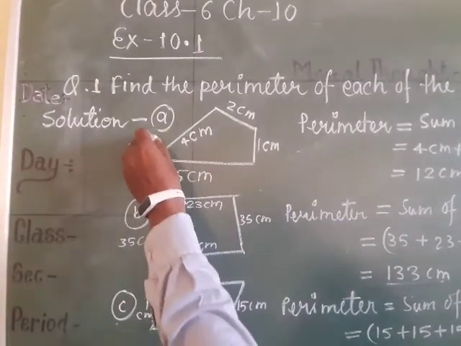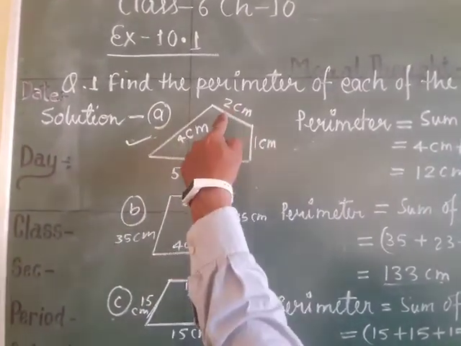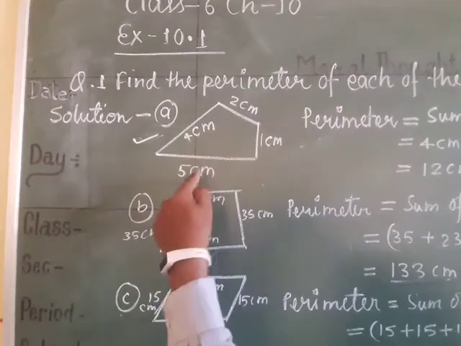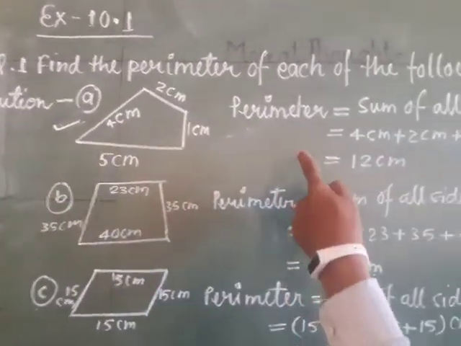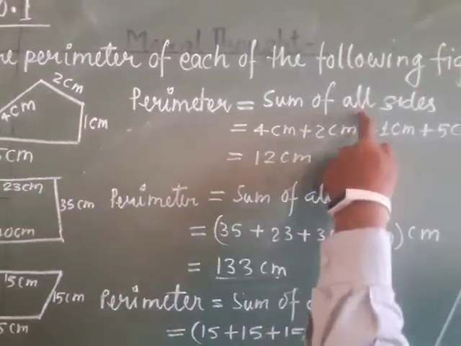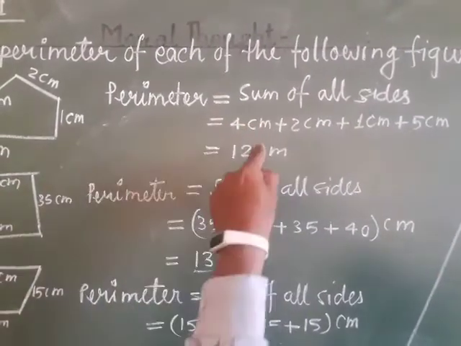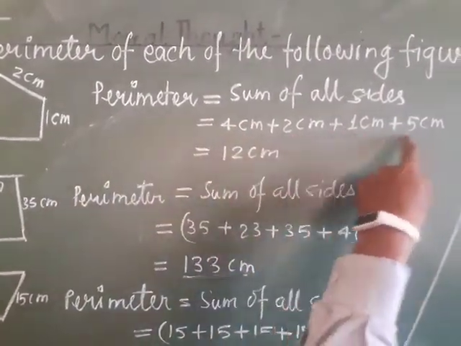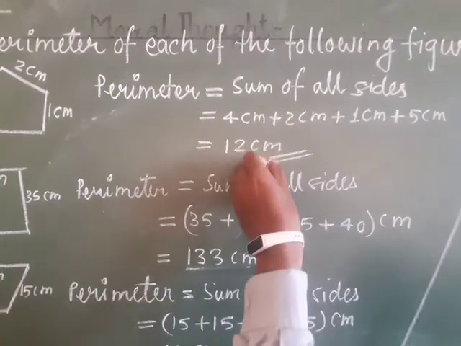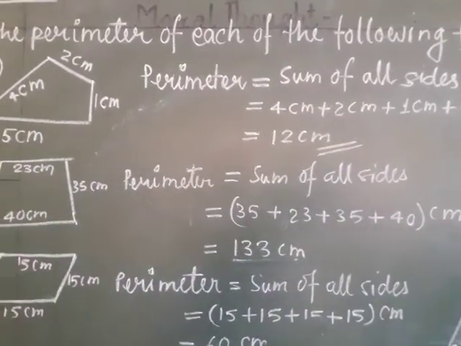Here the part A figure is given, the sides are given 4 centimeter, 2 centimeter, 1 centimeter, 5 centimeter. As we know, the perimeter will be the sum of all the sides. So here we are going to find the sum 4 plus 2 plus 1 plus 5, the answer will be 12 centimeter. So 12 centimeter will be the perimeter.